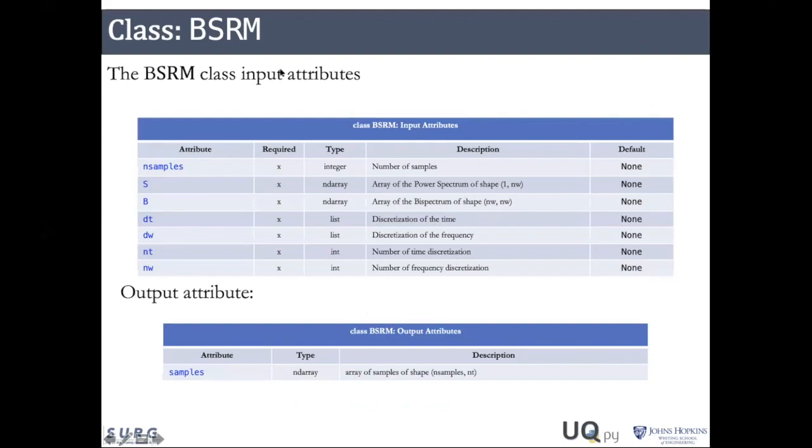The BSRM class has the following input attributes: n_samples, S, B, dt, d_omega, nt, and nw. The input attributes are similar to the spectral representation method, only the B parameter is added, which is an n-dimensional array that contains the information about the bispectrum, of the shape (nw, nw). And the output attribute from this class again is samples, which is an n-dimensional array of the shape (n_samples, nt).